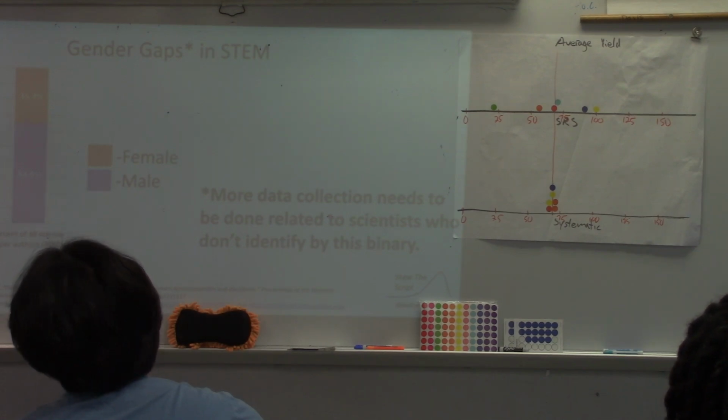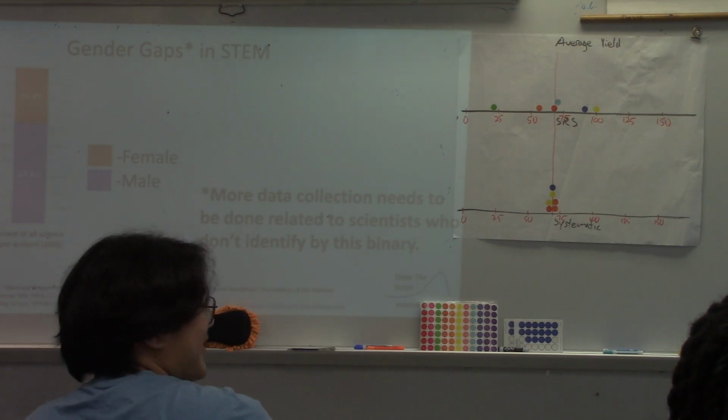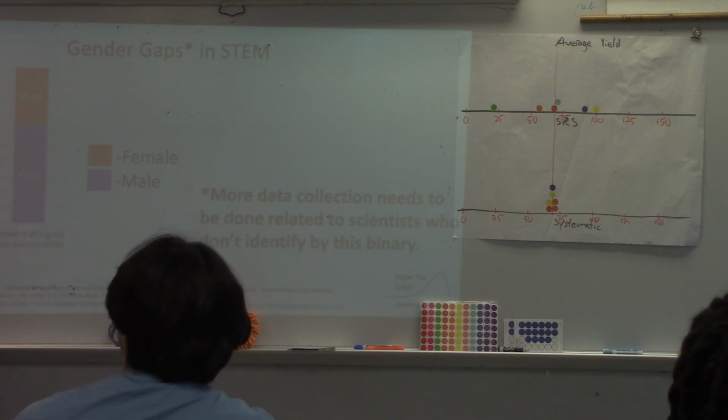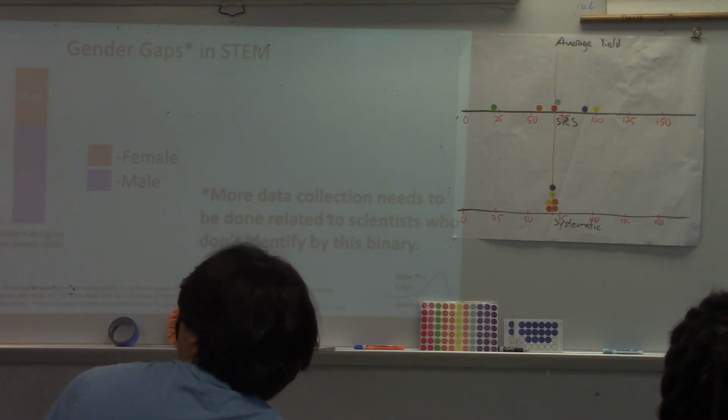It's around 51 to 50-50. 49. It's roughly 50-50, 49-49. But does that look like this right here? No. So what can explain that drastic difference here?